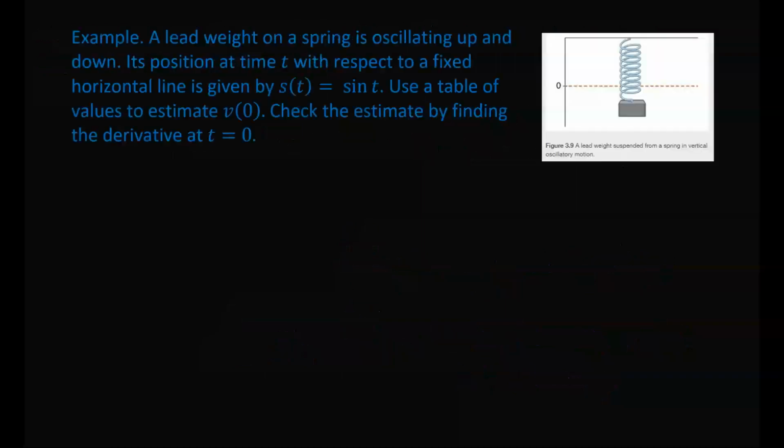So let's work an example of finding both average and instantaneous velocity. And in this example, we'll go ahead and use the alternative form of the definition of the derivative, but we could use either form, it doesn't matter.